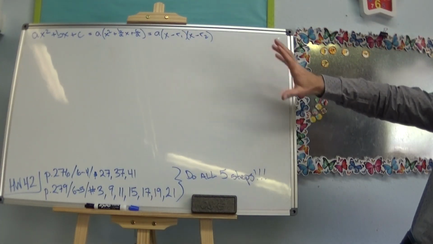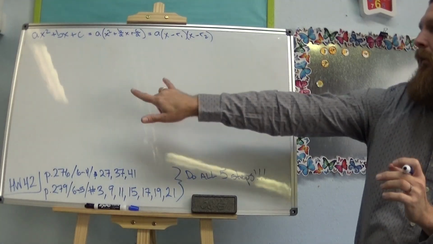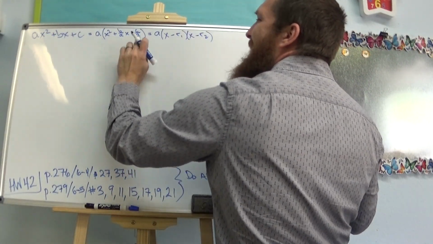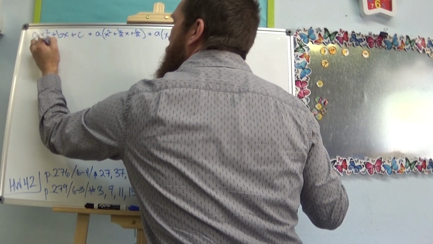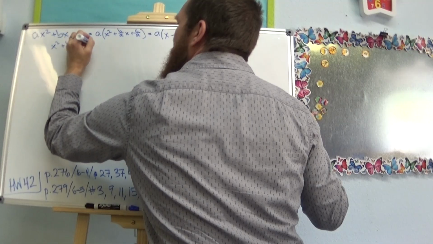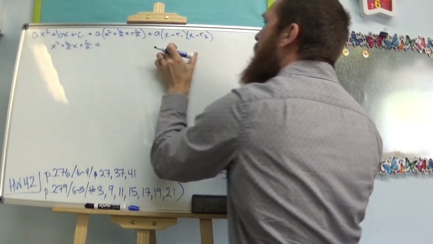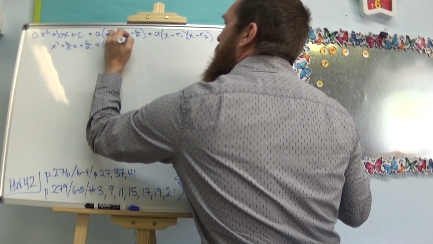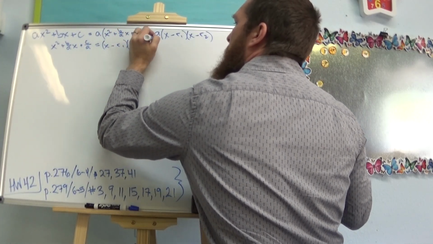And what we could do, if we were so inclined, is say, well, okay, hold on. Since a is a, this means the same thing as plain old x squared plus b over a x plus c over a is equal to this part, x minus r1 times x minus r2.